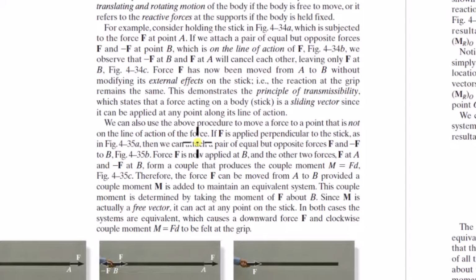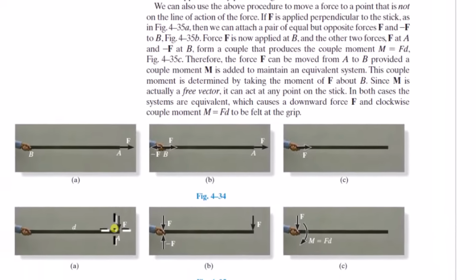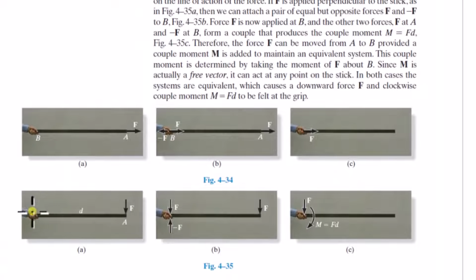So what they're saying is we can move a force wherever we want on a body. There's a way to do this, and the system is still equivalent. Okay, so how do we do this? Let's come here. They want to move this force to the hand. How do they do that?